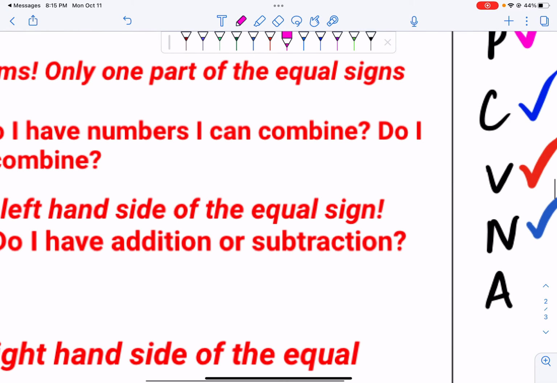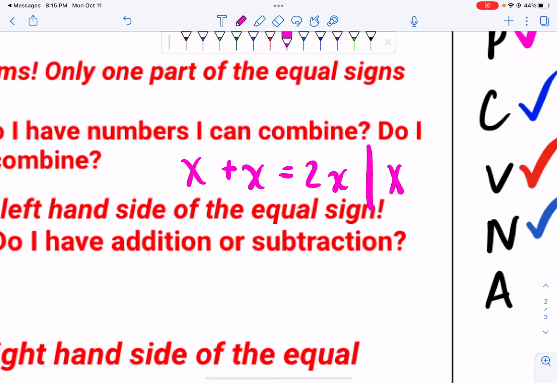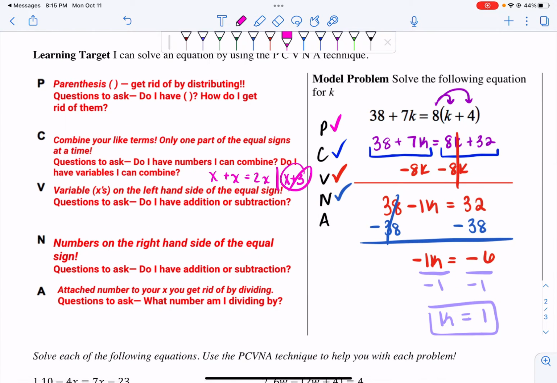So for instance, x plus x is 2x, whereas x plus 3, that's a no-go. You can't combine those. Variables are on the left-hand side. You can put them on the right. You decide. Just know that your numbers have to go on the other. And then A stands for the attached number to your x, which you get rid of by dividing. So basically you're just dividing always in the very end.